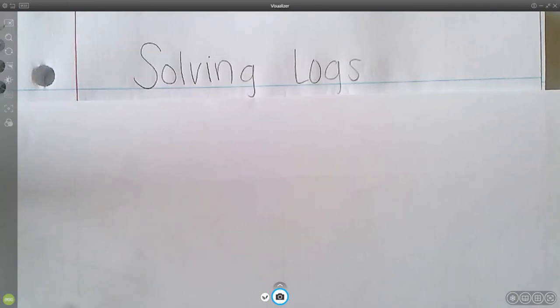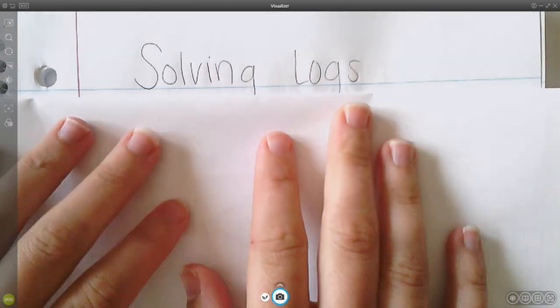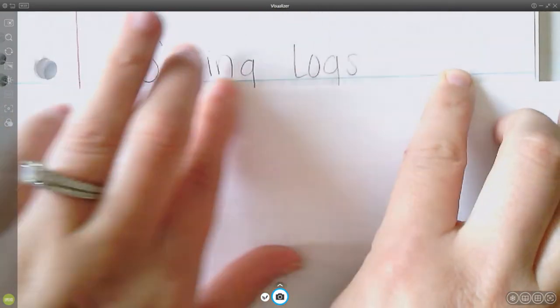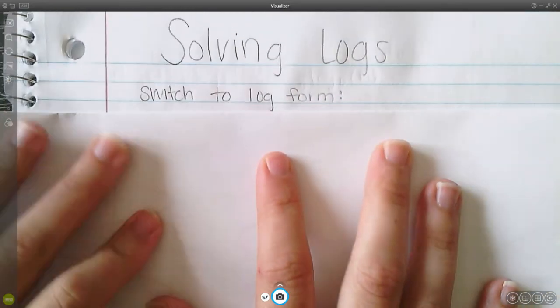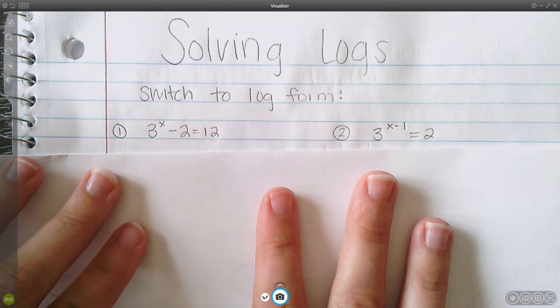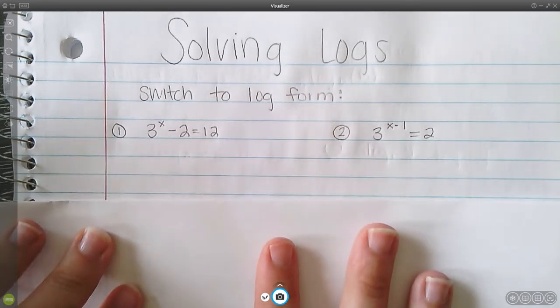All right, so yesterday we looked at different properties of logarithms. Now we're going to look at solving some logarithms and exponentials. The first method that we're going to look at is switching to log form. We have two examples.